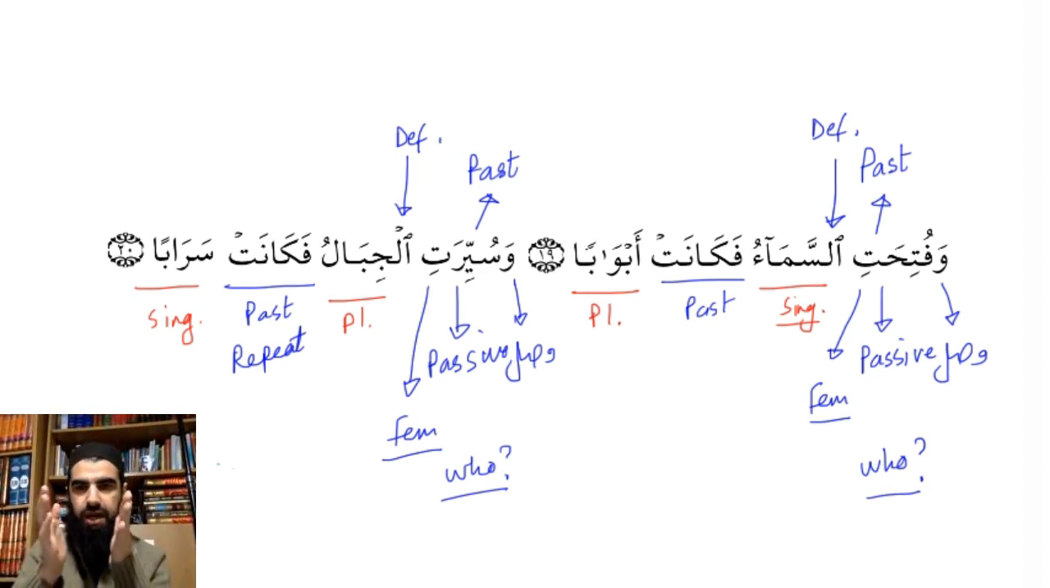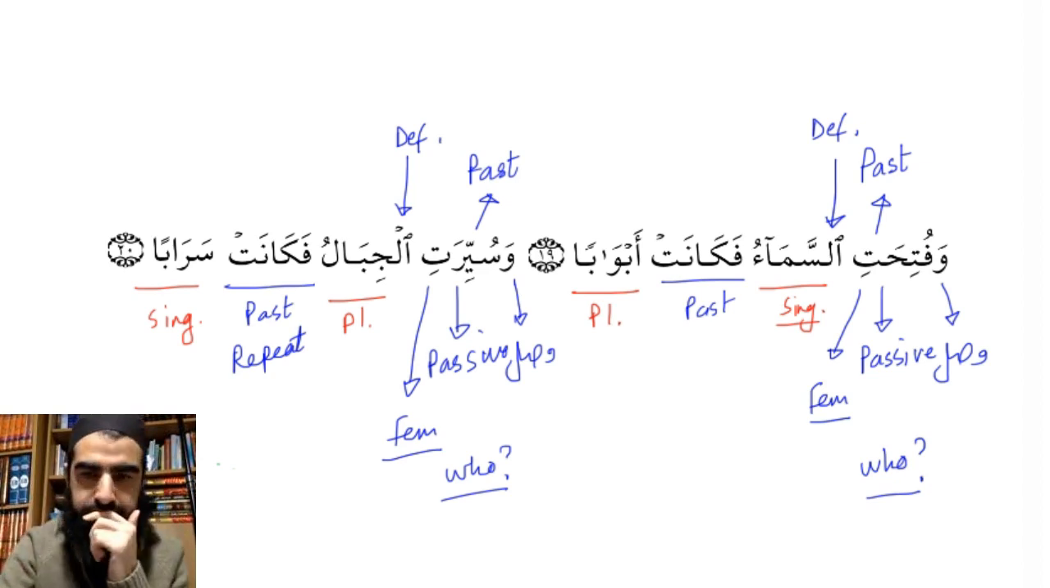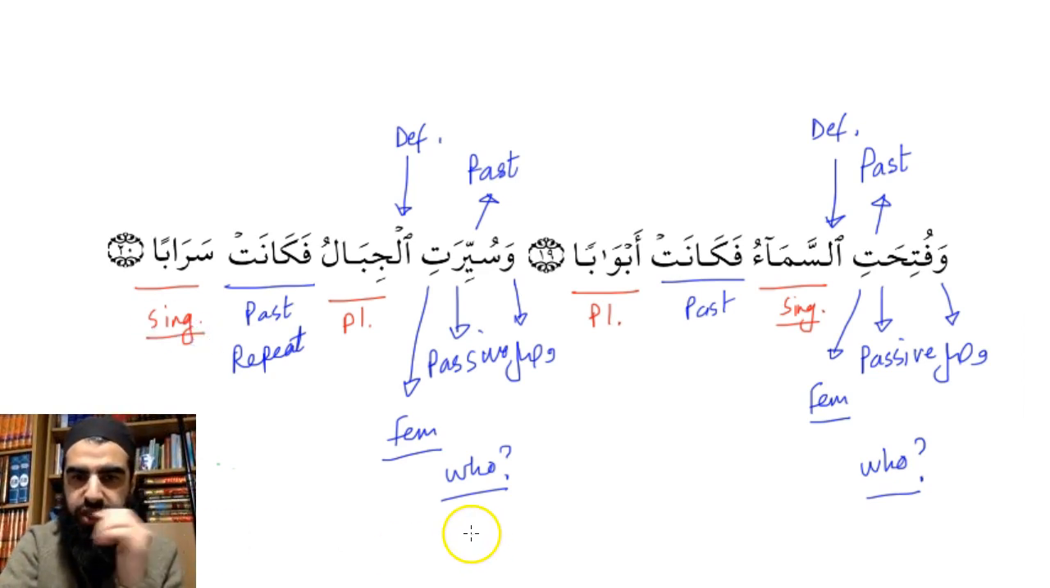So you got abwab plural, sarab singular. You see that kind of shift there. Sama single, jibal plural. Abwab plural, sarab single. It's shifting, it's changing. So you have this change taking place as well, and this is deliberate. This is the speciality of the Quran, how Allah brings different things.